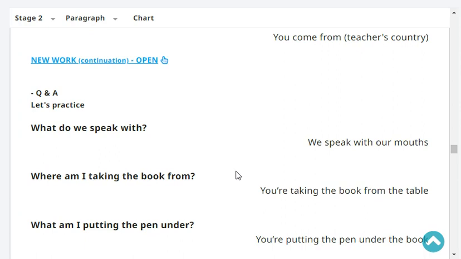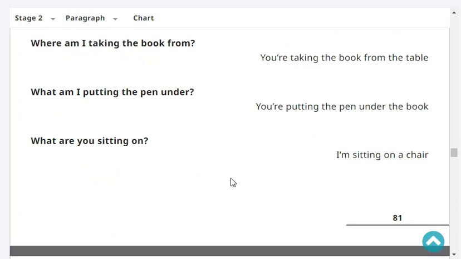What do we speak with? We speak with our mouths. Very good. Where am I taking the book from? You're taking the book from the table. What am I putting the pen under? You're putting the pen under the book. Very good.